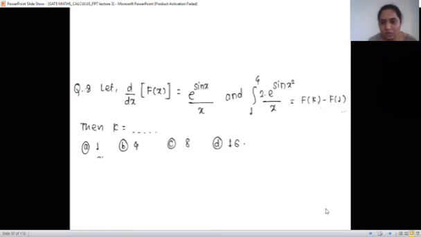Okay, can you solve this now? Please try it. Let d by dx of f of x be e raised to sine x upon x, and integration 1 to 4, 2 into e raised to sine x square upon x dx is f of k minus f of 1, then k is equal to? Just try. Try for some time.